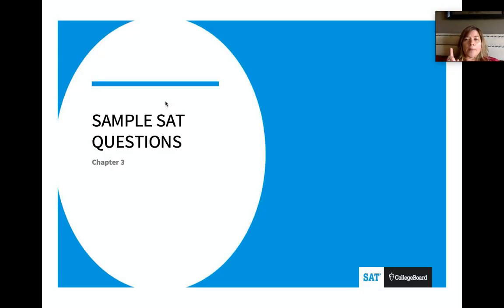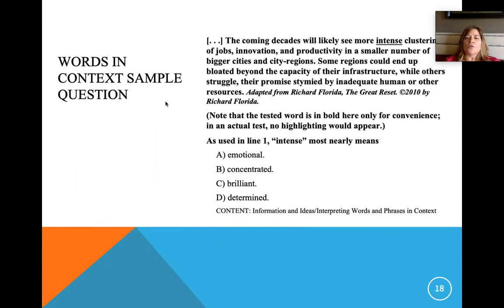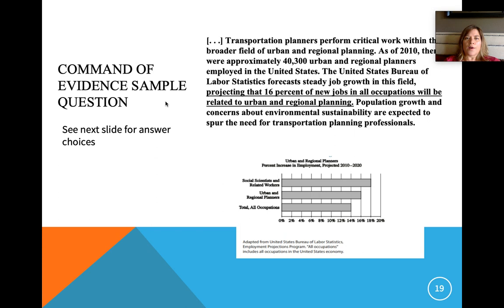Okay, I am posting this in Schoology so you can look at some sample SAT questions. So you can see, this is a vocabulary, words in context question, and you can see that the word intense can mean all of those things. Remember, this is a substitution. The coming decades will likely see more intense clustering of jobs, innovation, and productivity. So is it more emotional clustering, more concentrated clustering, more brilliant clustering, more determined clustering? Clearly, it is concentrated clustering. So that kind of helps you there.